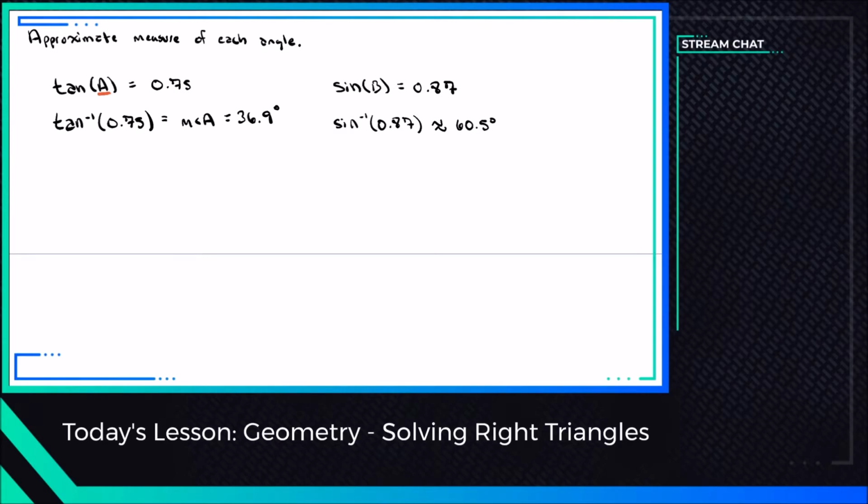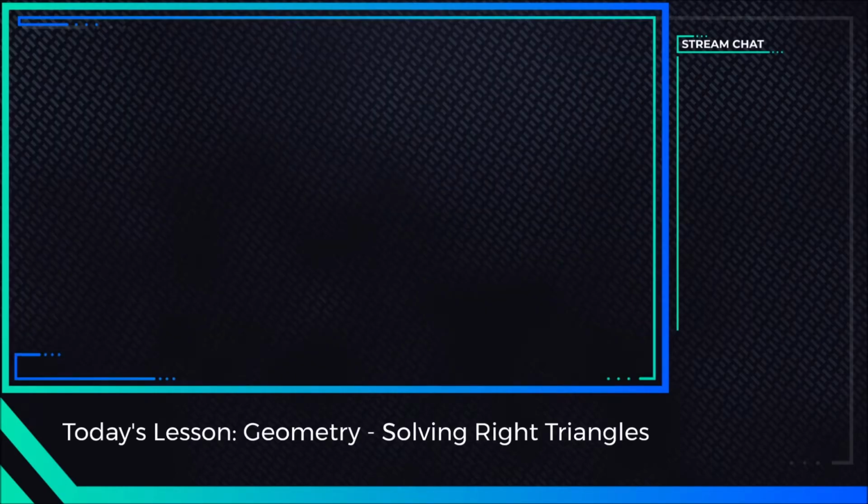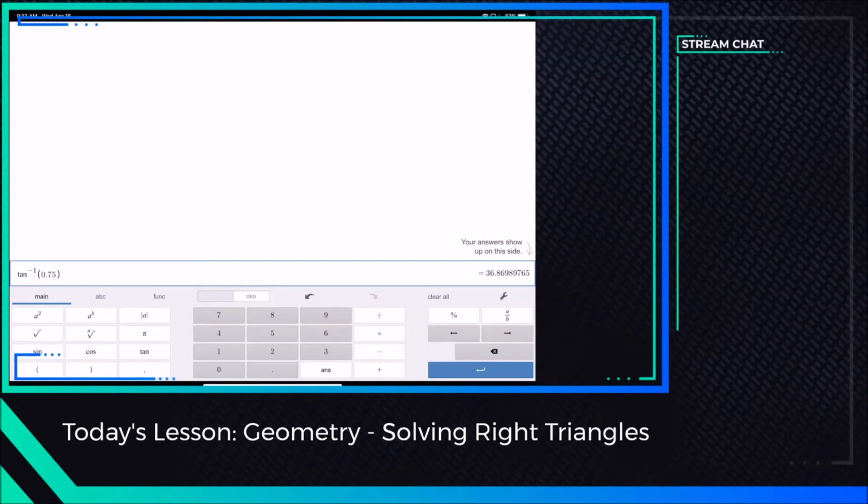And then finally, the cosine of C is going to be equal to 0.15. If you type in cosine inverse of 0.15 into a calculator, you'll approximately get 81.4 degrees. And real quick, I'm going to go back to our calculator here.